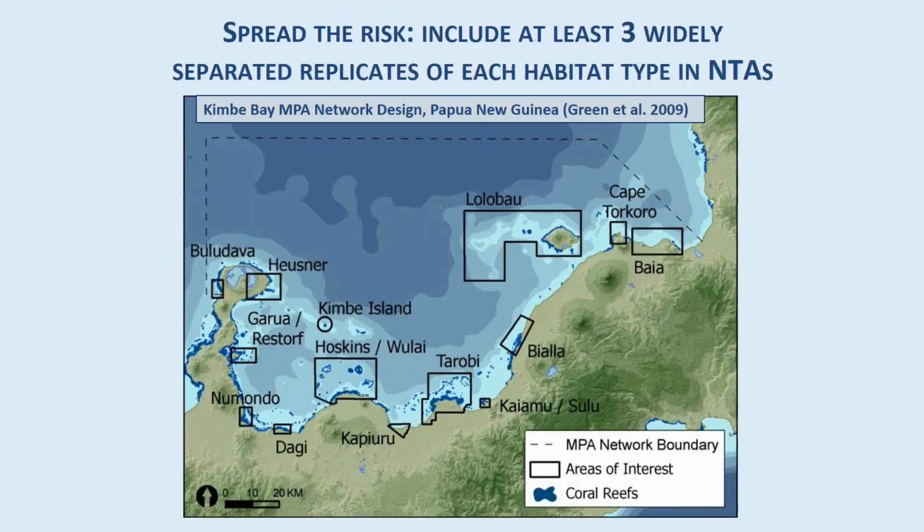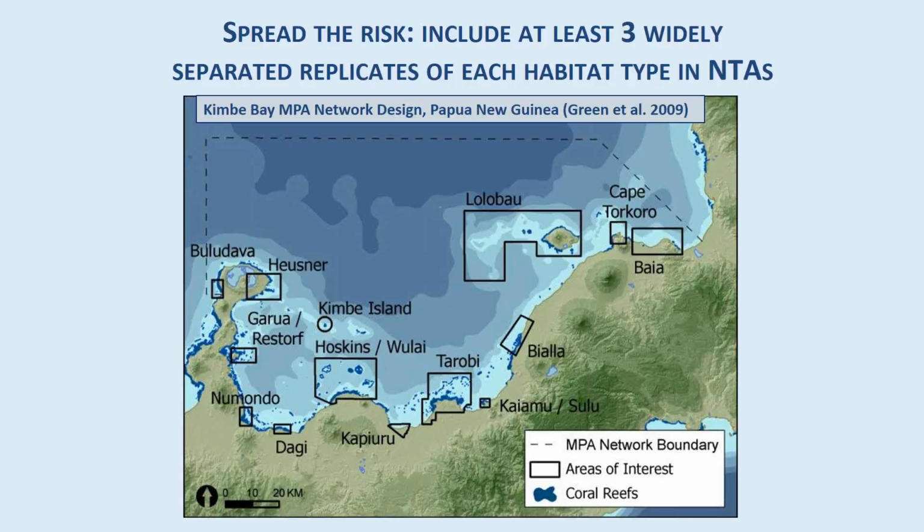The second thing we need to think about is the need to spread the risk. And that's because there's a number of large-scale disturbances, such as hurricanes and coral bleaching, that can come through and wipe out the ecosystem you're trying to protect. So you don't want to just protect one example of them. You want to protect at least 3 and spread them out, so the chances they're all wiped out by the same disturbance is reduced.